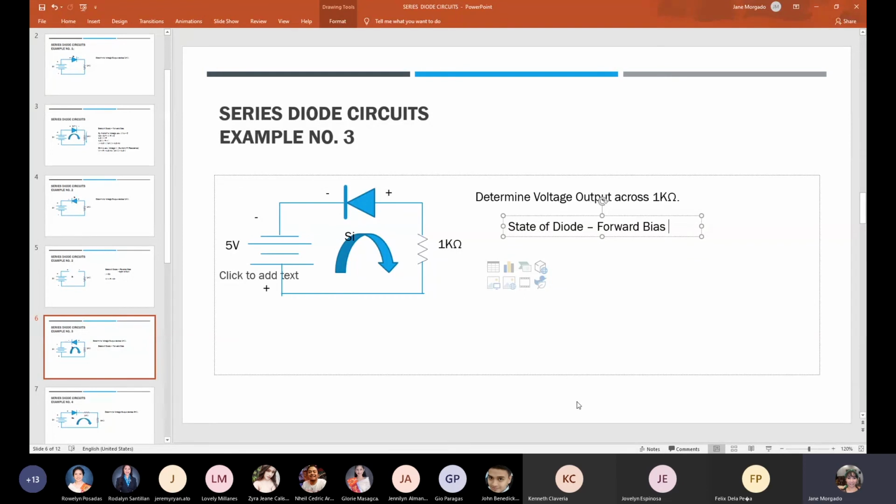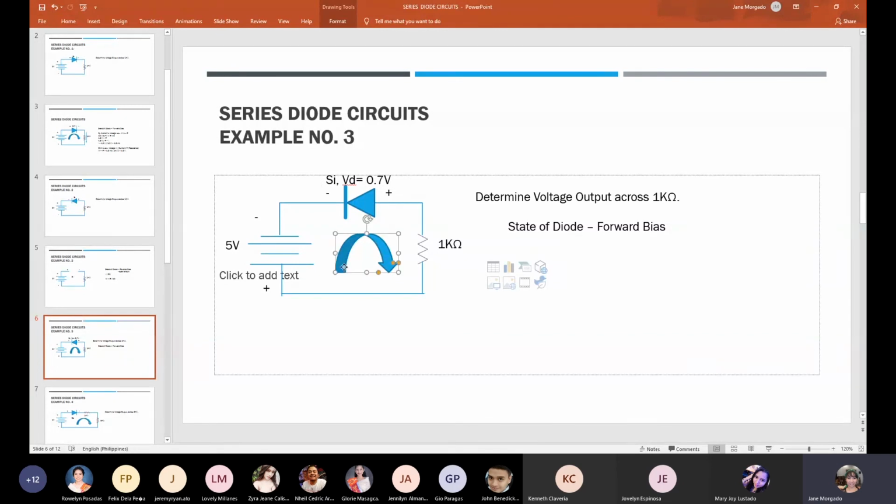So kung forward bias siya, and this is a silicon diode, what would be the voltage drop across the silicon diode? Conducting ba ang diode pag forward bias? Yes. So, diode is conducting, and since this is silicon, anong voltage drop niya? It's VD. Sa book, it's called VD. VD is equal to 0.7. You have voltage drop across silicon diode equal to 0.7.